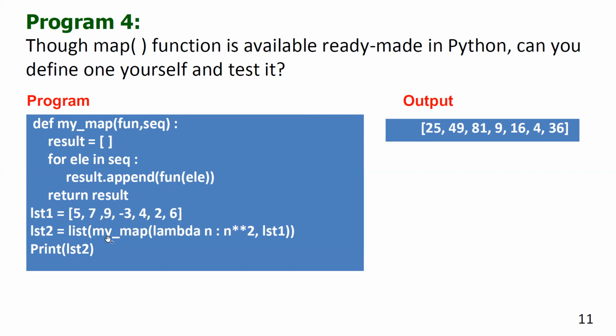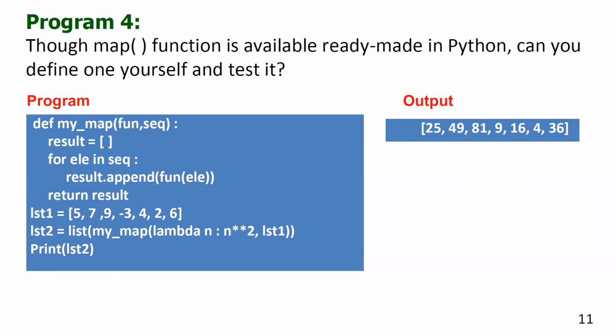lst2 equal to list of my_map. Here we are applying my_map, and the function we are using is a lambda finding the square root, and the sequence is lst1. Whenever we call this function, for every element in the sequence, it will do result dot append of function of element. So it will get the element and apply the square root, and finally we print the lst2 value.